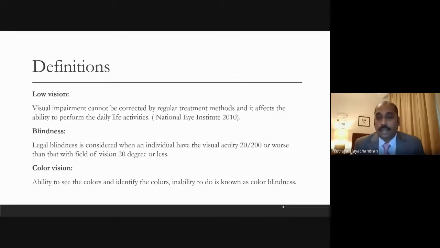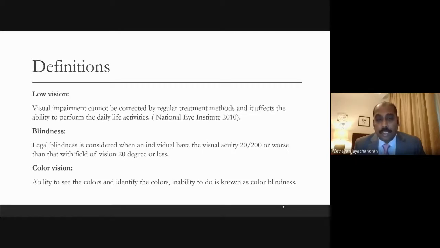So that is called low vision. It is the definition given by the National Eye Institute. Next, you have to understand the definition of blindness. Here we will be targeting legal blindness, because when you say it's legal blindness, only then can the patient get the reimbursement process, which can be provided by many insurance companies or Medicare companies. That's why the term legal blindness has been used.